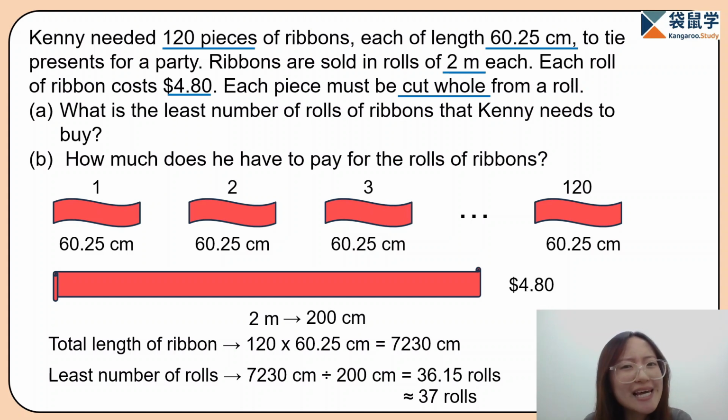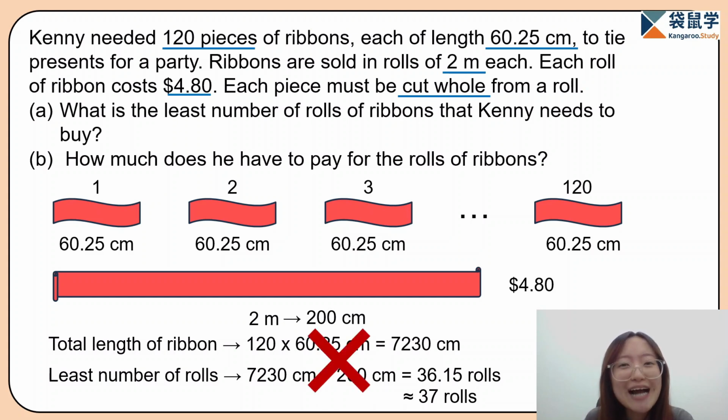But wait, is this the correct answer? No. Remember, each piece must be cut whole from a roll. If we use 37 rolls of ribbon, this means that all rolls will be exactly used up. But can 200 be divided exactly by 60.25? No, there will still be remaining lengths. And remaining lengths cannot be attached together because once again, each piece must be cut whole. So this answer is wrong.